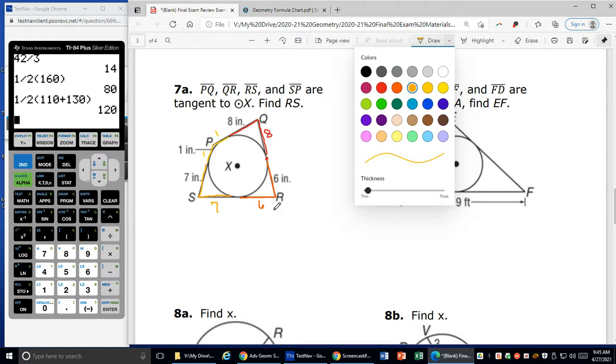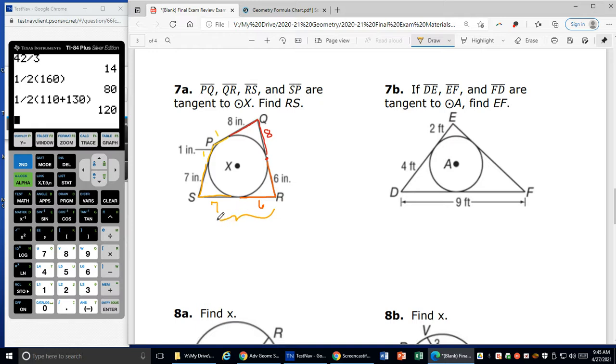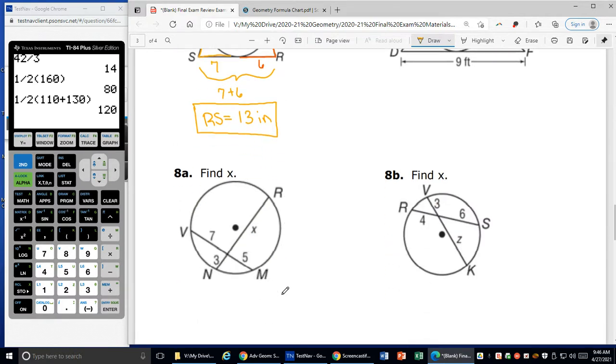So from R to S, how long is that? Well, I have to travel 7 and I have to travel 6. So 7 plus 6. RS has a distance, from R to S, of 7 plus 6. That is 13. What are these? These are inches. RS equals 13 inches.